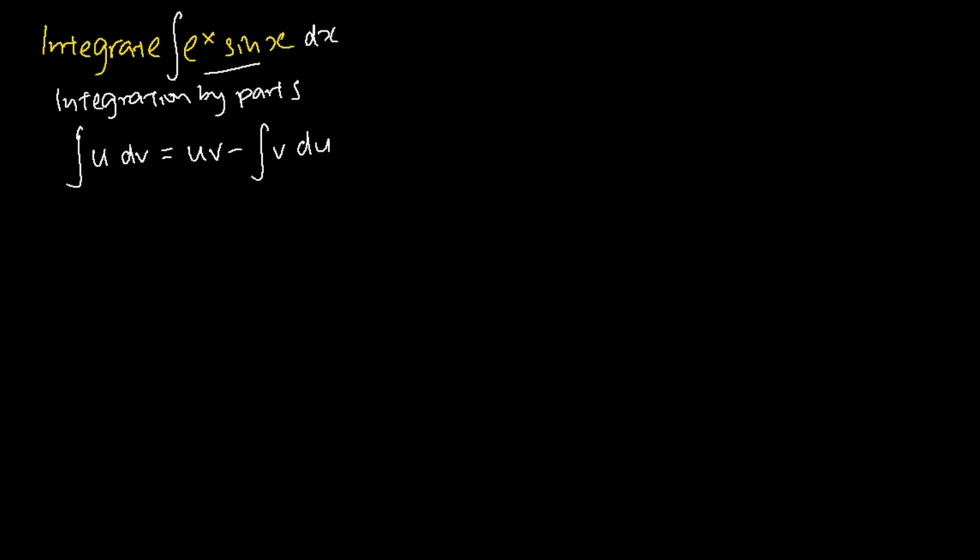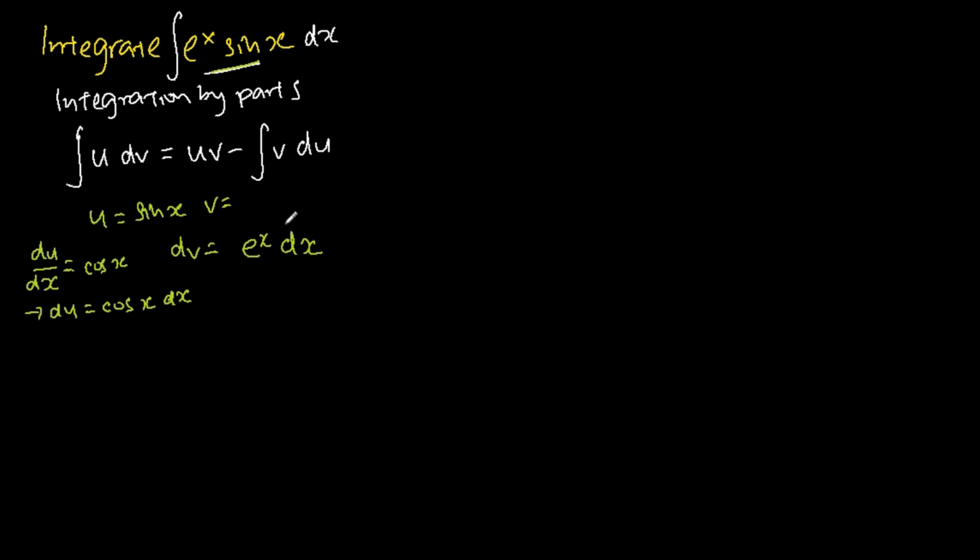The next thing I will do is define from this particular function what is my u and what is my dv based on the integration by parts. So I let u be sine x and dv be e to the power x dx. I differentiate u with respect to x in order to find my du. So this gives us cosine x, in which du is equal to cosine x dx. v is basically the integral of dv, which is the integral of e to the power x dx, equal to e to the power x. Of course plus c, but we put it aside.